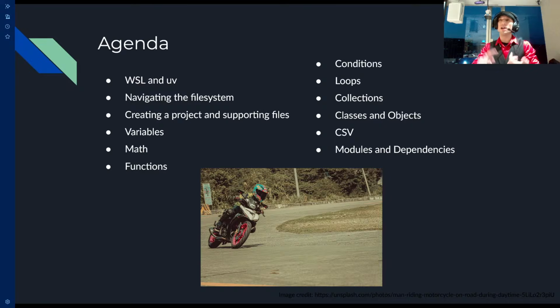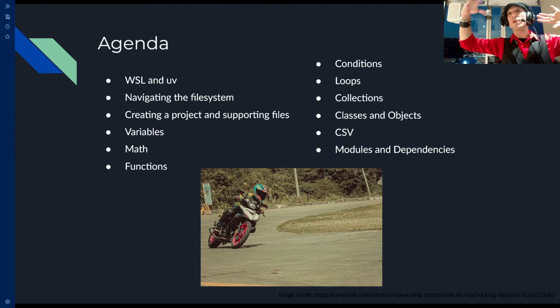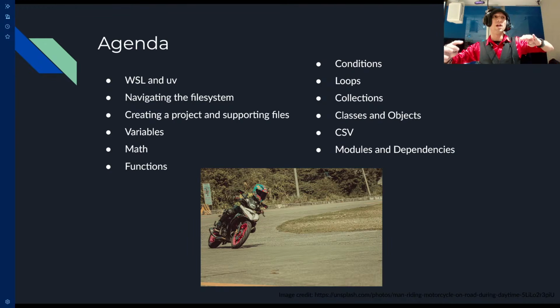We'll learn what variables are, how to do math in Python, and functions so that you can reuse code and not have to type the same thing a million times. We'll go over conditions, basically how to make it smart, if this, then that. We'll go over loops, how to do things a million times with 2 lines of code. Then we'll go over collections, how to store a bunch of data all at once. Then classes and objects, which are basically reusable separate components. And then we'll dive into a CSV, an external data file, and use external modules and dependencies, basically code from the internet that we can use to make stuff go.